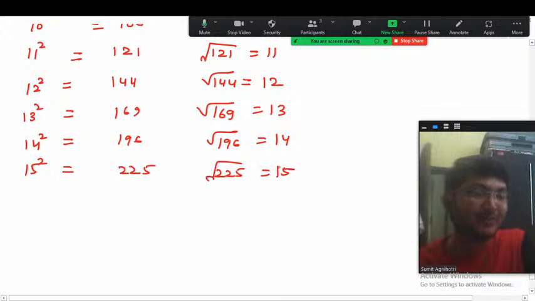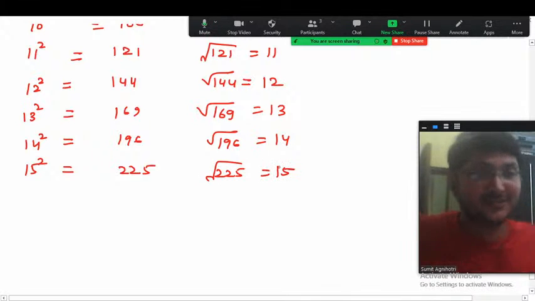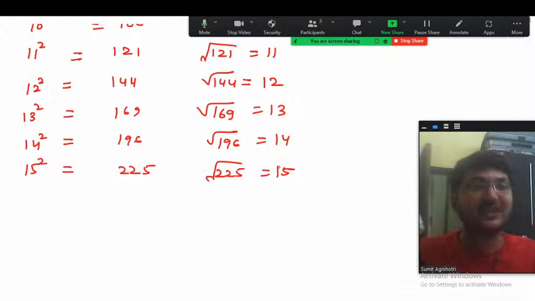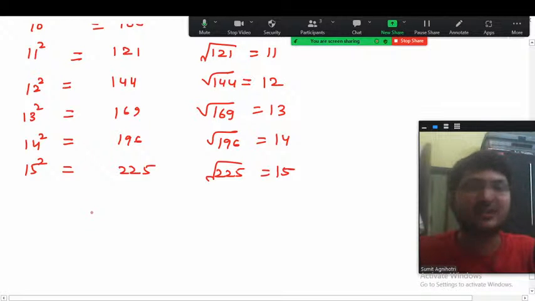I want you to remember up to 30, at least up to 30, because this is the peak time and you need to understand its importance. If you remember the squares, it's so easy. In mathematics, many times we can simplify the value and save our time if you remember all these. Up to 30 you remember the square, and up to 10, or 20 if you can, you remember the cube.